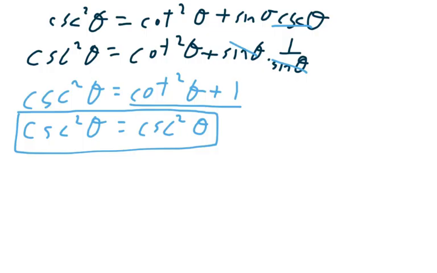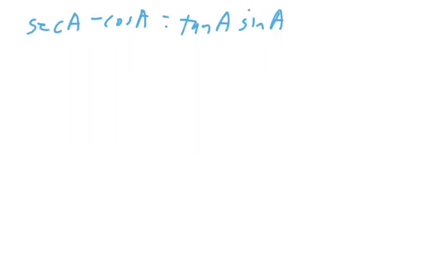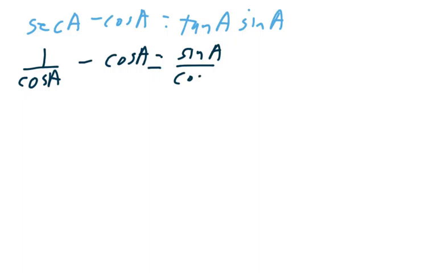Remember, all of these are from 7.1, 7.2, and 7.4 sections. Alright, for this particular problem, since I'm really not sure what to do, it's best to change everything into sines and cosines. Now at this point, I'm going to get a common denominator, which means that the common denominator here is cosine A. So this term needs a cosine A over cosine A. So it becomes 1 over cosine A.